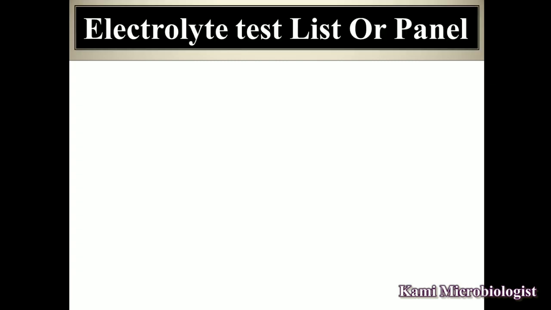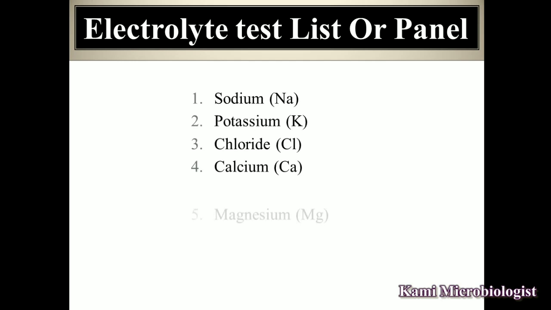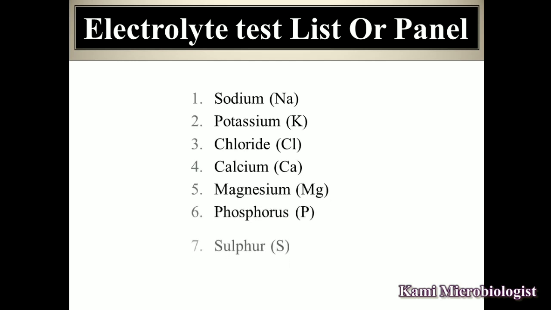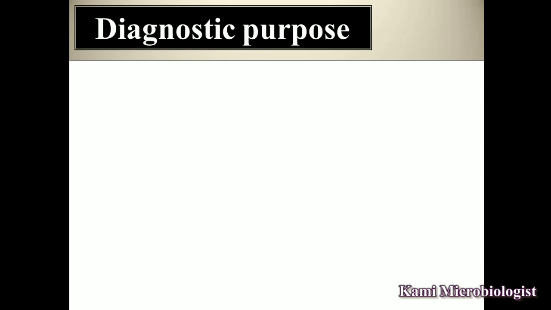Now let's see the electrolyte test list and the panel. It contains sodium test, potassium test, chloride test, calcium test, magnesium test, phosphorus test, sulfur test, bicarbonate test. I have already explained all these electrolyte tests one by one in video lectures. The video lectures are present on my YouTube channel. You can go back and watch.